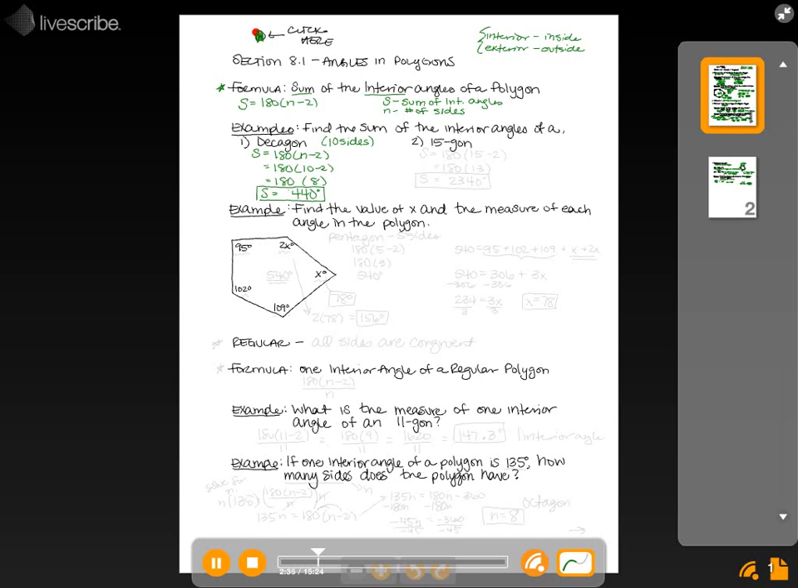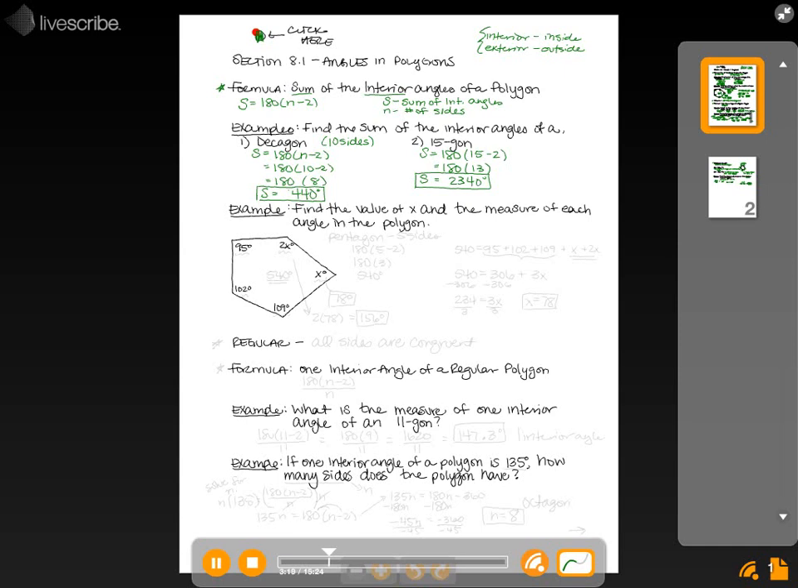The next one here is a 15-gon. Now remember, if it's got more than 12 sides, we just do the number of sides dash gon, and that tells us how many sides it has. So this one in this case has 15. I'm going to use our formula again. S equals 180 times (15 minus 2). 15 minus 2 is 13. I'm going to put that in our calculator. 180 times 13, and we get 2340. And again, it's angles, so we need to have a degree sign on our answer. Those are pretty simple. Those are pretty straightforward.